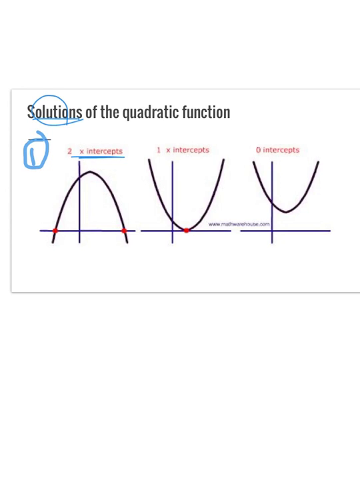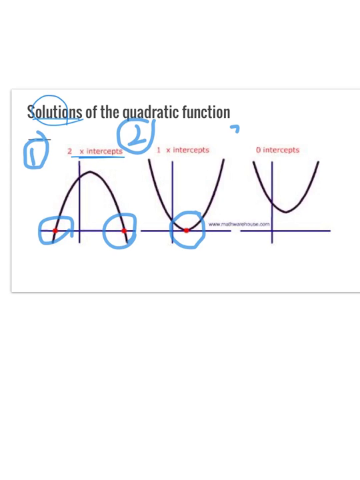The first scenario is our equation has two x-intercepts, meaning it could have two solutions. You can see how the graph of a quadratic function, the parabola, is crossing the x-axis here and here. So it has two solutions or two x-intercepts. That was the first scenario. And if you look at the second scenario, it could only have one x-intercept. The one solution occurs at the vertex point over there.